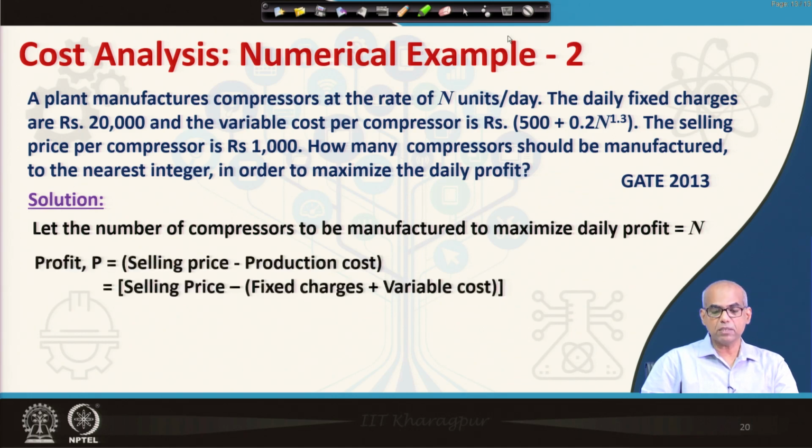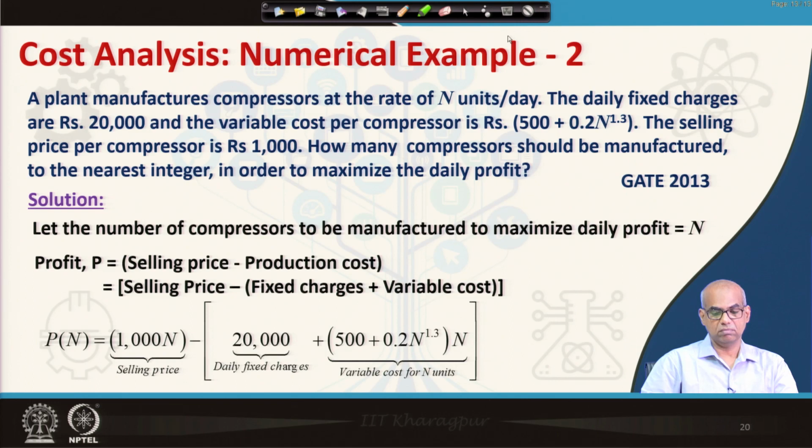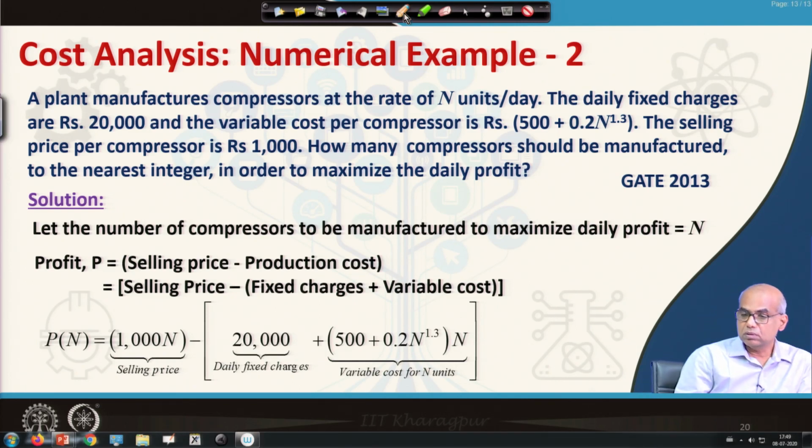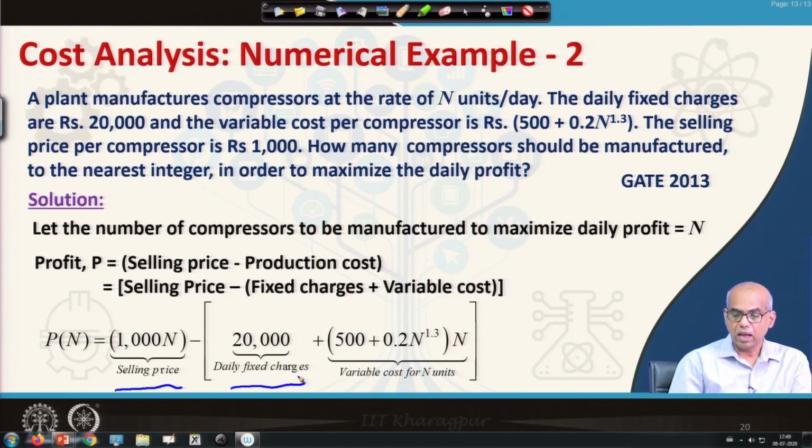So, profit is selling price minus production cost. Production cost is the sum of fixed charges and variable cost. So, which gives me this equation. So, n is the number of compressors to be manufactured to maximize daily profit. So, 1000 into n is the selling price, daily fixed charge is rupees 20,000, and this is the variable cost for n units.